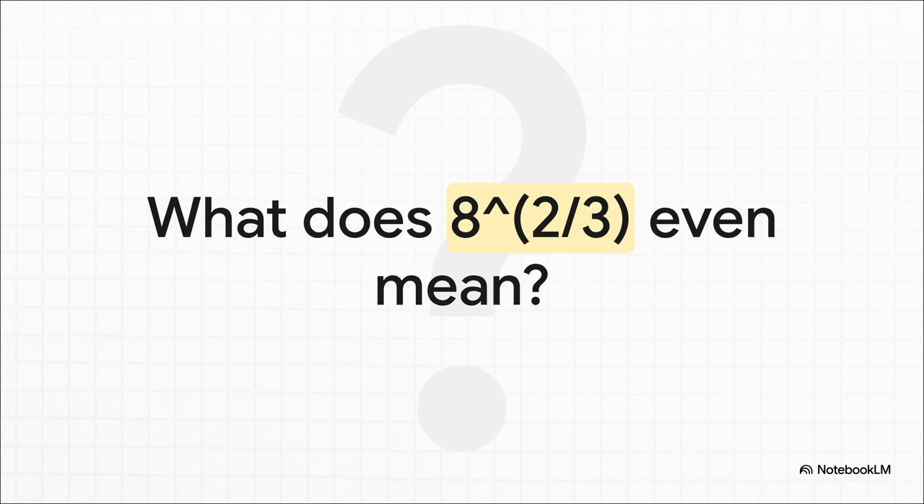We all get that 8 squared is just 8 times 8. Simple. But how in the world do you multiply 8 by itself 2/3 of a time? It just doesn't compute, right? Based on that old definition of repeated multiplication, it makes absolutely no sense. And that's the puzzle we're going to solve.